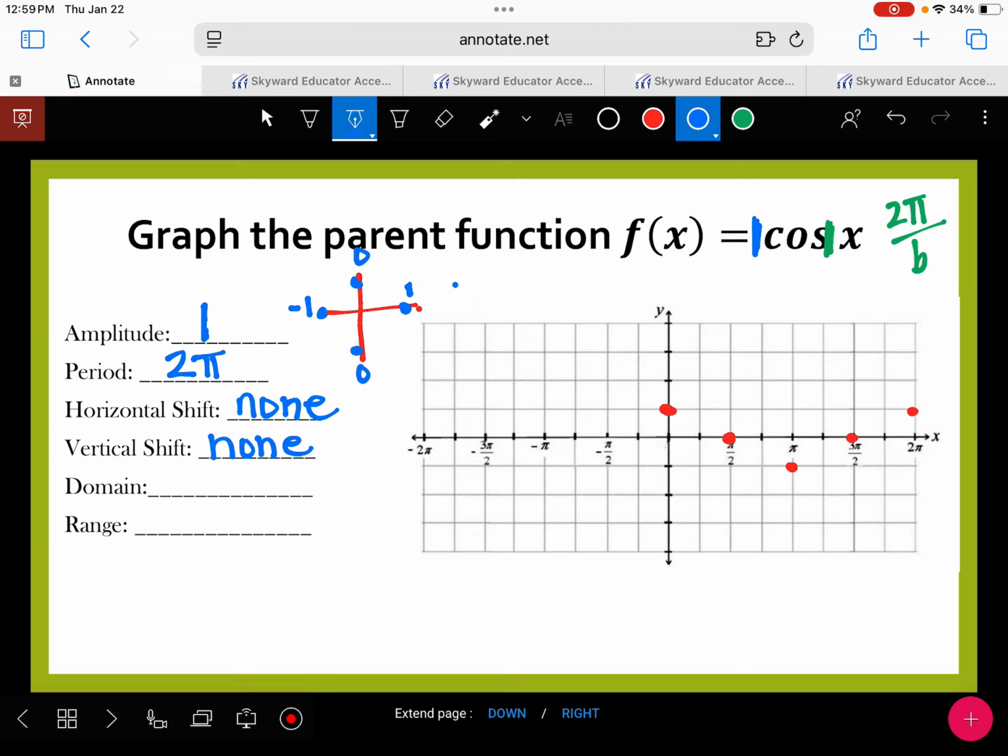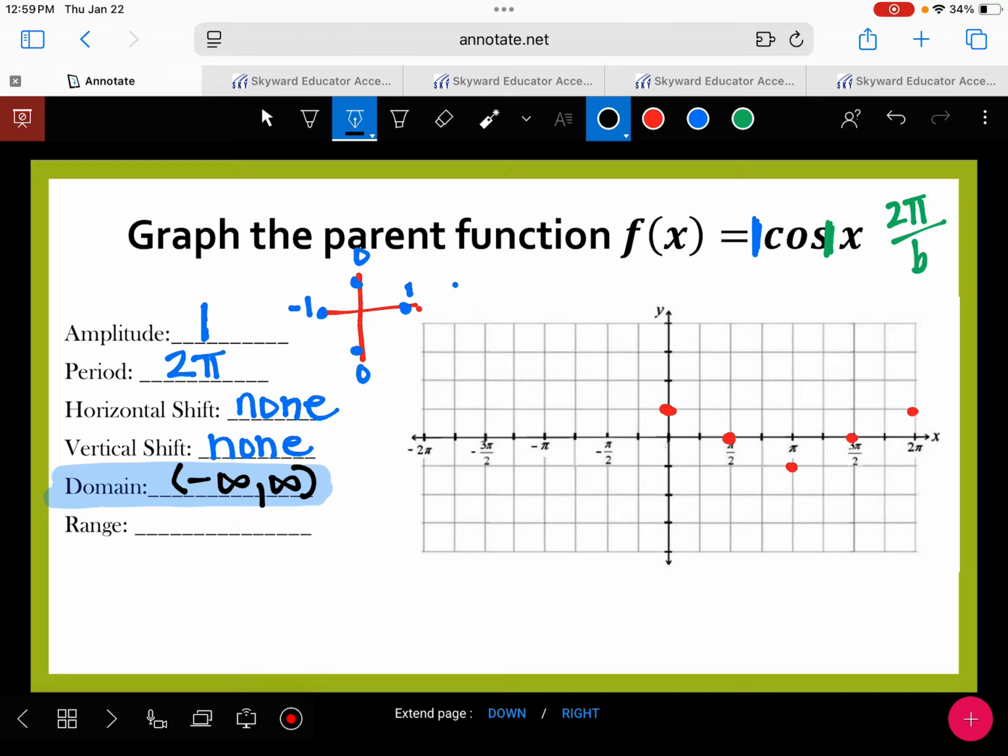My domain, every single sine and cosine wave, if you get anything right on February 3rd, it should be the sine and cosine domain. That will always be all real numbers. This never changes.